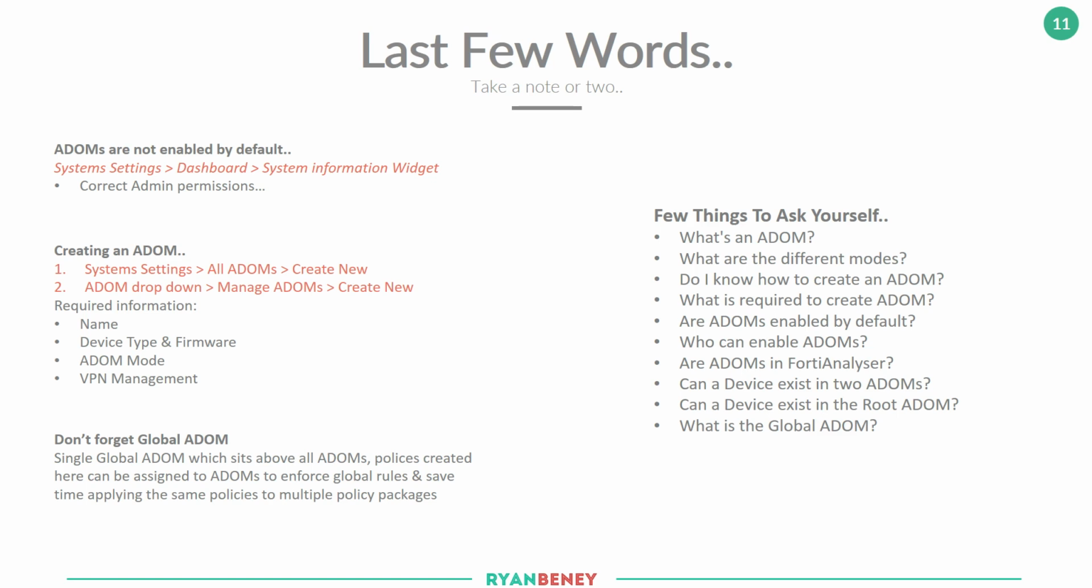How do I create an ADOM? System settings, all ADOMs, create new. That was the way that we demonstrated just now. However, there are other ways to create the ADOMs. Are ADOMs enabled by default? No, they're not. Who can enable ADOMs? By default, it's the super user, but any administrator with the correct profile can enable them. Are ADOMs in FortiAnalyzer? Yes, they are. Can a device exist in two ADOMs? No, it cannot. Can a device exist in a root ADOM? Only if it's a FortiGate. And what is the global ADOM? Which we know is a hierarchical ADOM that sits above all other ADOMs.